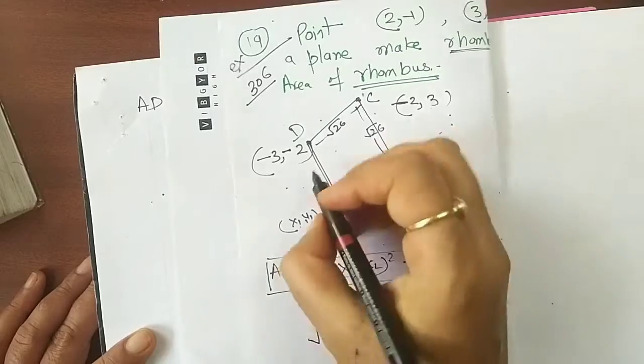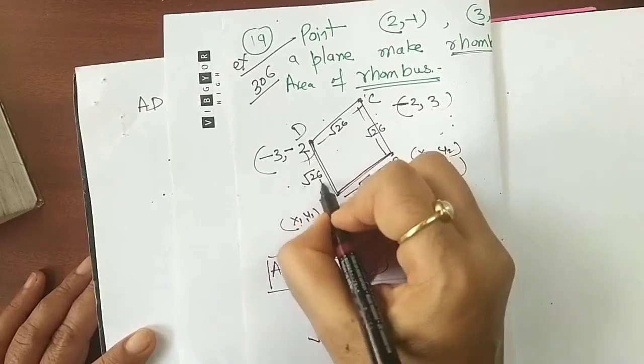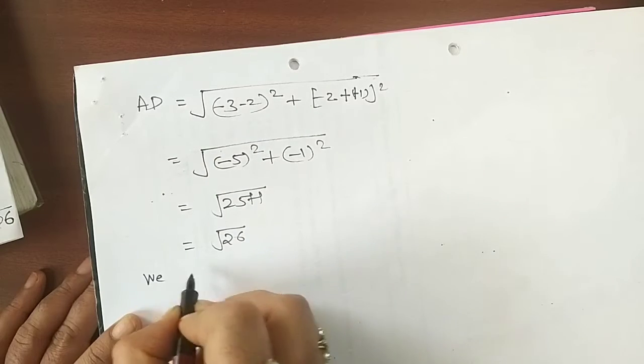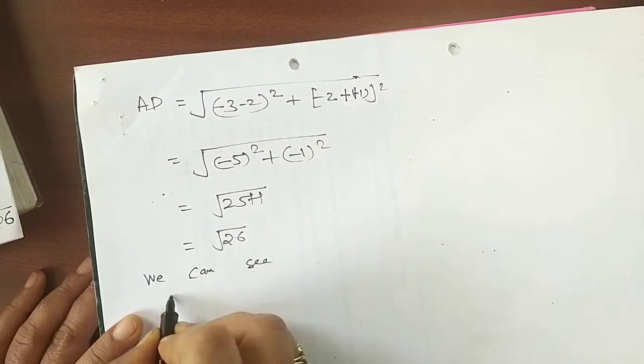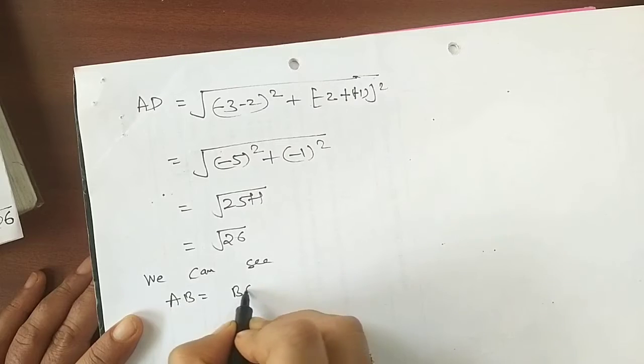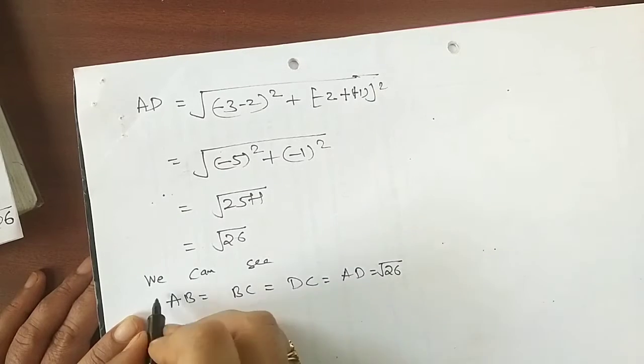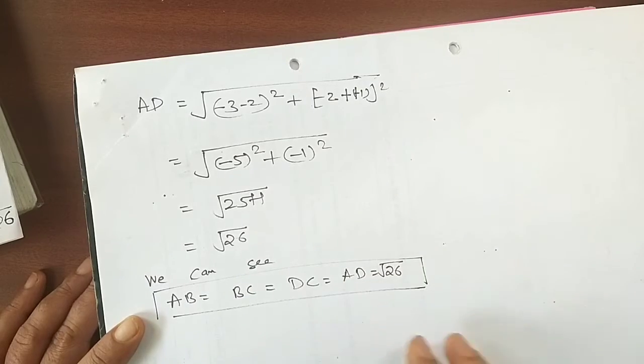Yeah, bingo, I got all four same. Root 26. Understood? So we can see that AB is equal to BC is equal to DC is equal to AD is root 26. So all four sides we proved they are equal.